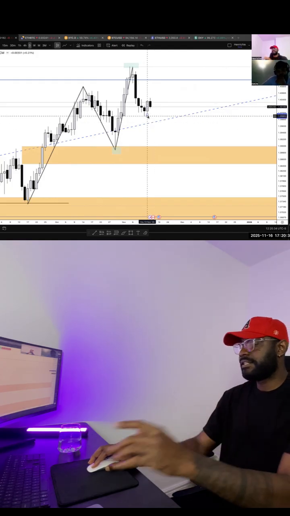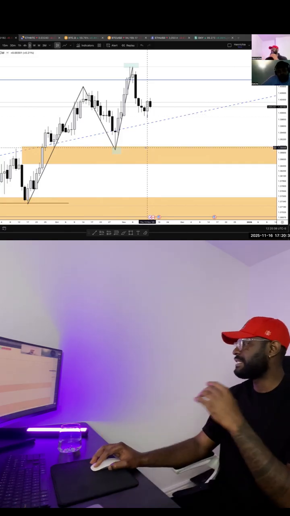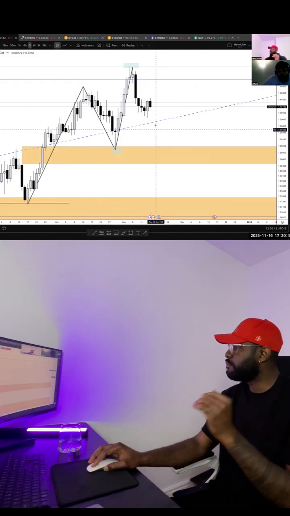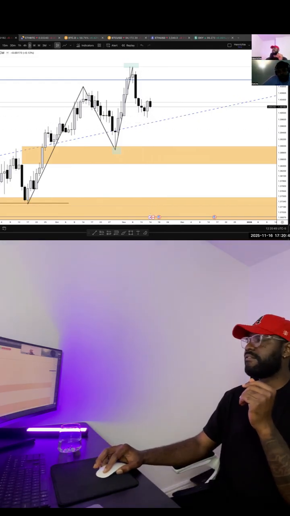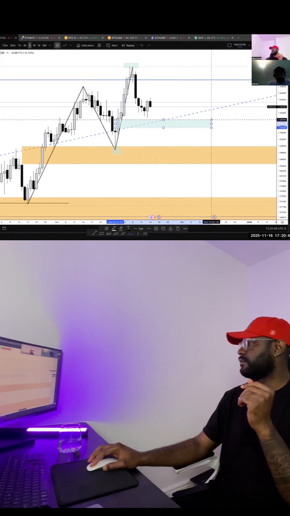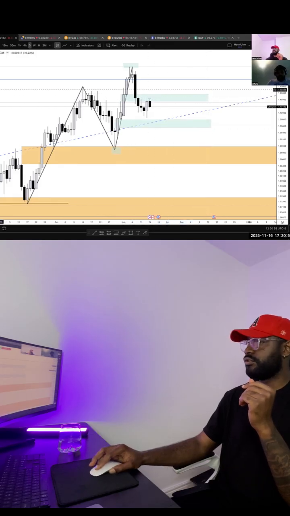So whatever the market is doing right now, all you're looking for is a fair value gap it can come down into, and then you wait for your time frame break of structure and you buy it again. And the only fair value gap you can see right here is this one.